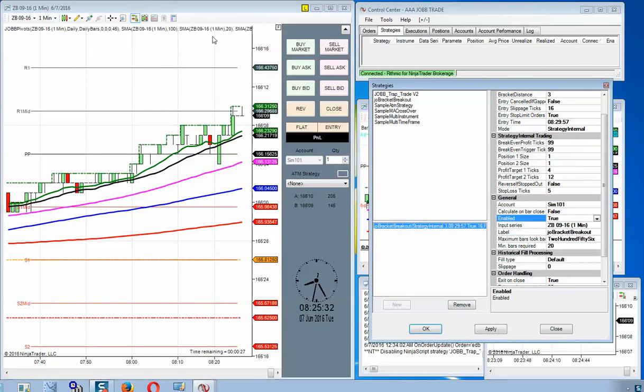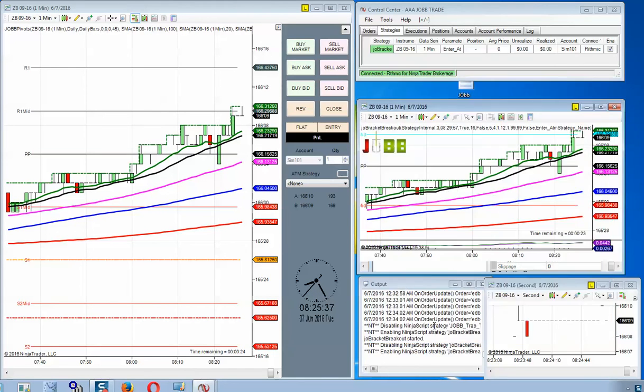I'd enable it, and the contract we're using is 916. Apply it and get ready. We've still got 5 minutes, so I'm going to probably pause in a second. But I did want to go over that setup with you.